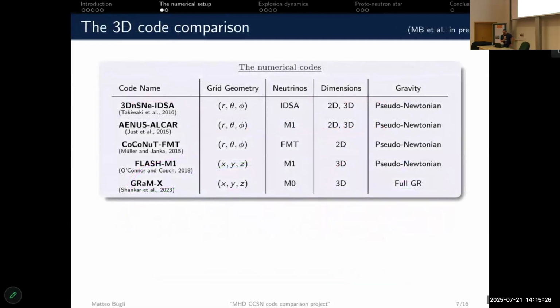So this is a table of the codes that so far are involved in the comparison, and you're familiar with, I'm pretty sure, basically all of them. And you can see the diversity that we have in terms of grid geometry, in terms of neutrino transport treatment, the dimensionality of the models they provide so far, and the treatment of gravity.